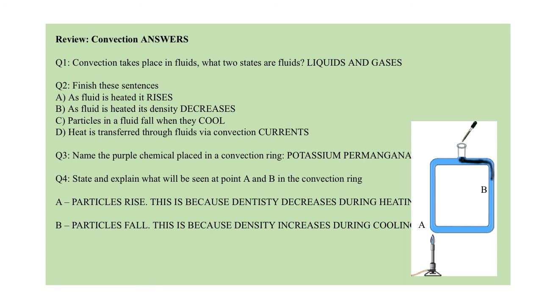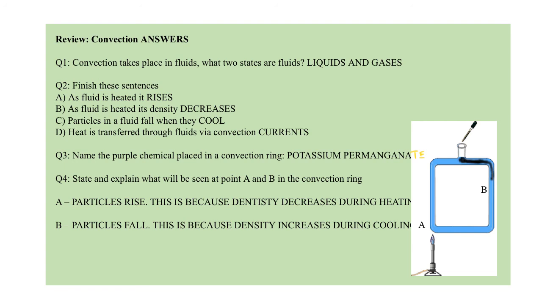Question 3, name the purple chemical placed in a convection ring. That is potassium permanganate. The picture's just cut off the final 2 letters. And then state and explain what will be seen at point A and B in the convection ring. So we've got our convection ring here.